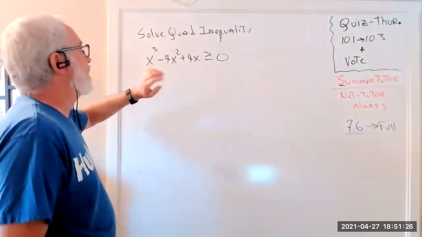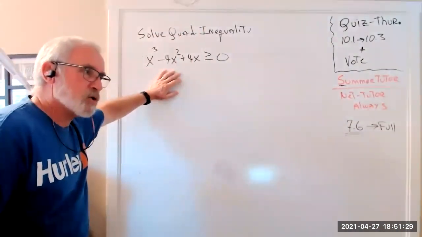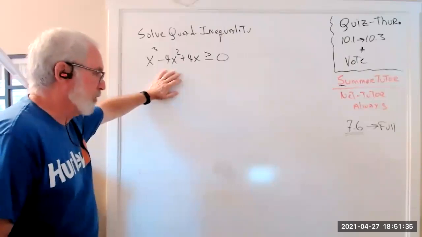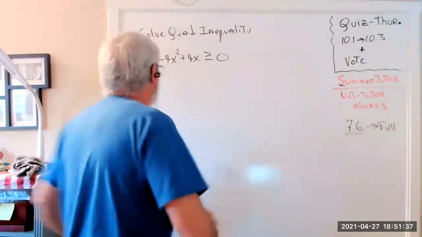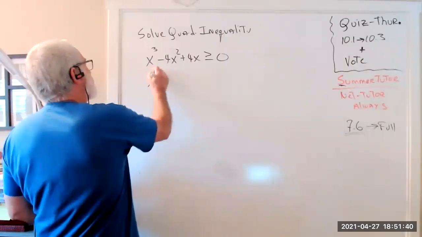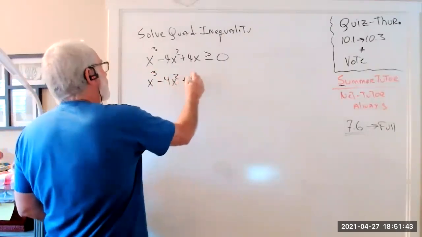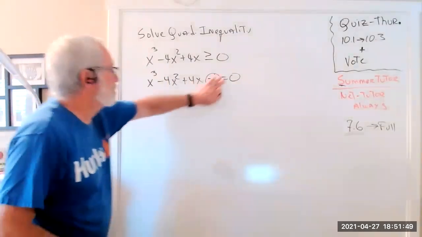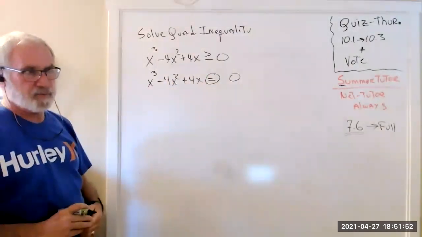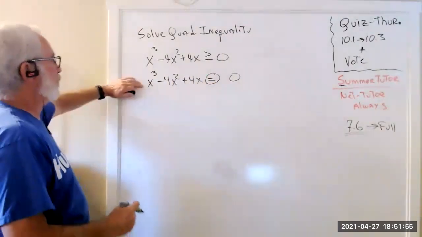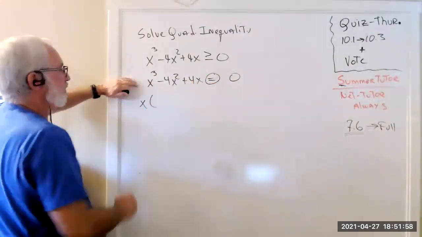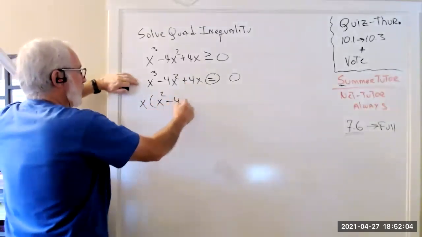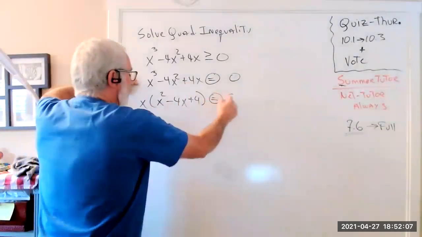But back to here. All right, do you guys want to take some time and try to solve this, or do you want me to walk you through it? Walk through. Okay, walk through. So the first thing we're going to do is pretend that it's an equal sign, and try to solve it. Well, the first thing I see here is I can factor out an x. They all have x in common. That leaves x squared minus 4x plus 4 equals 0.